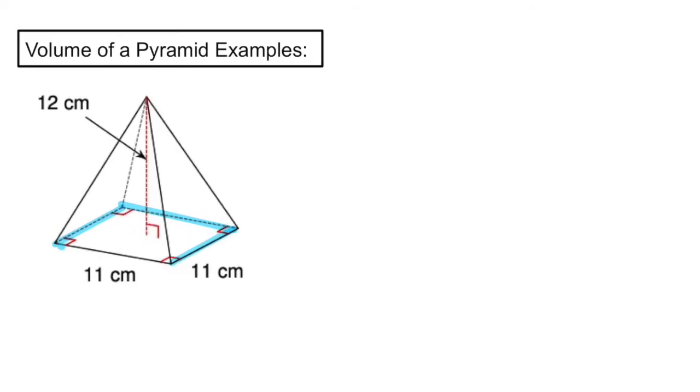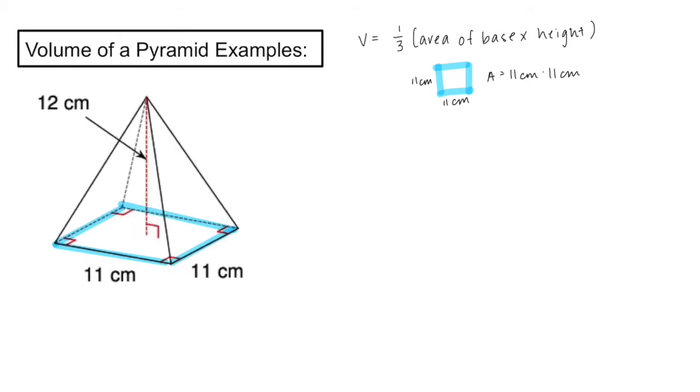Let's try another example with a square pyramid that has a square base. So first I'm going to find the area of my square base. That one's easy. That one's just base times height, 11 times 11. I get that the area of the base is 121 centimeters squared. Now I'm going to multiply the area of my base times the height of my pyramid, which is 12, and then multiply by 1/3. When I multiply all of that out, I'll get 484 centimeters cubed as my volume.